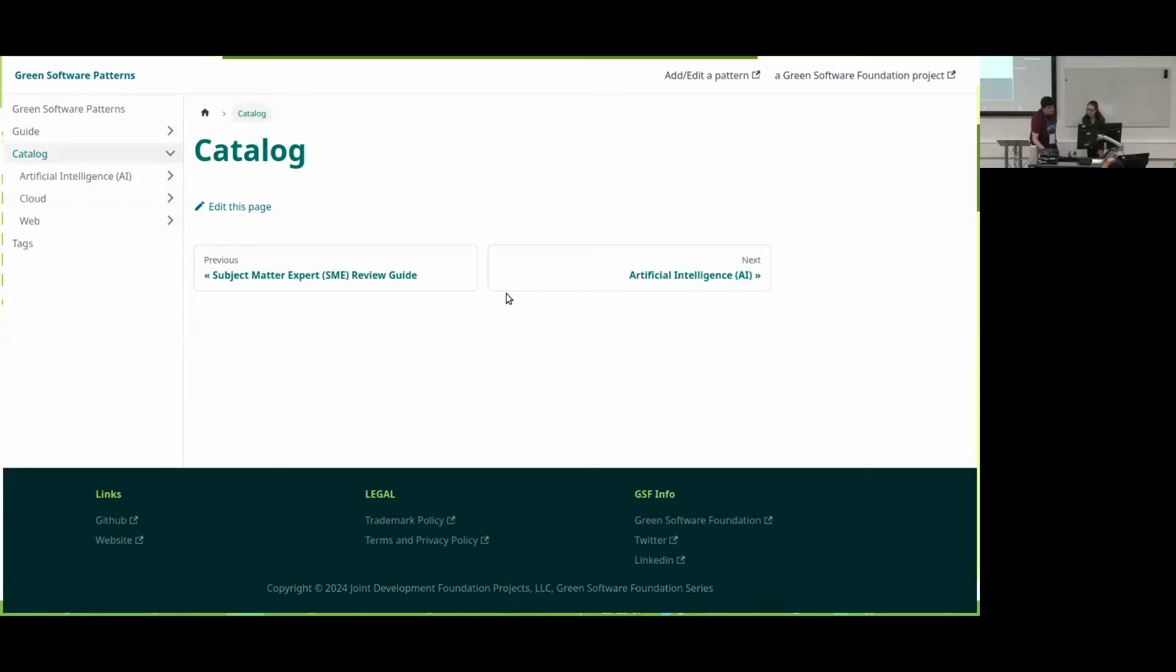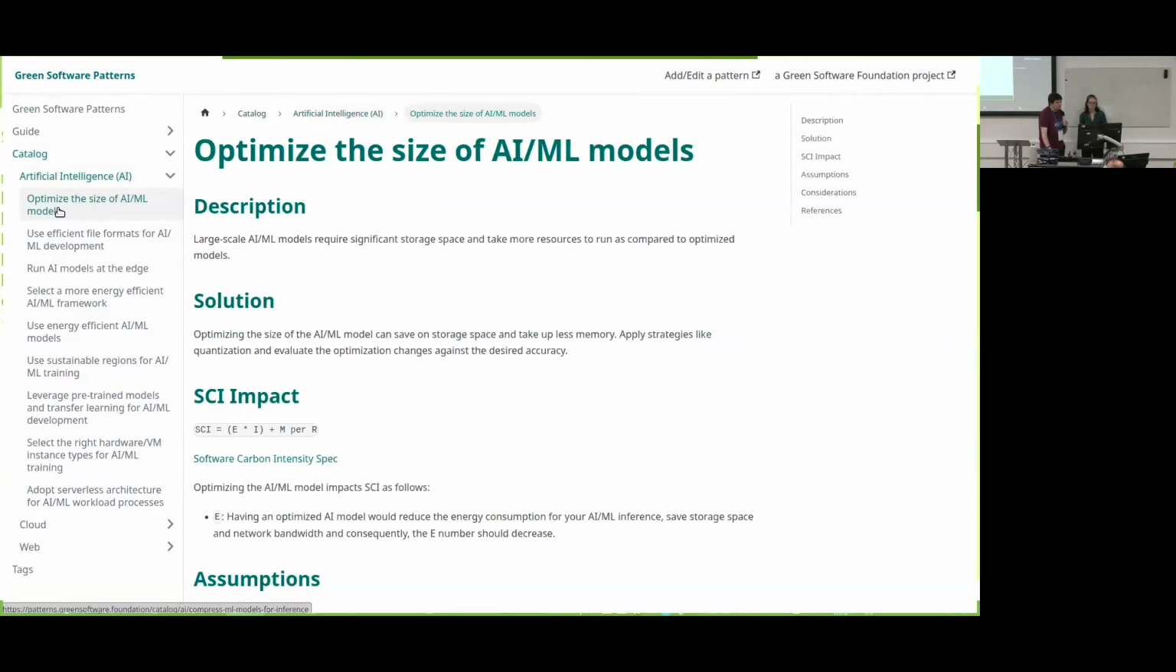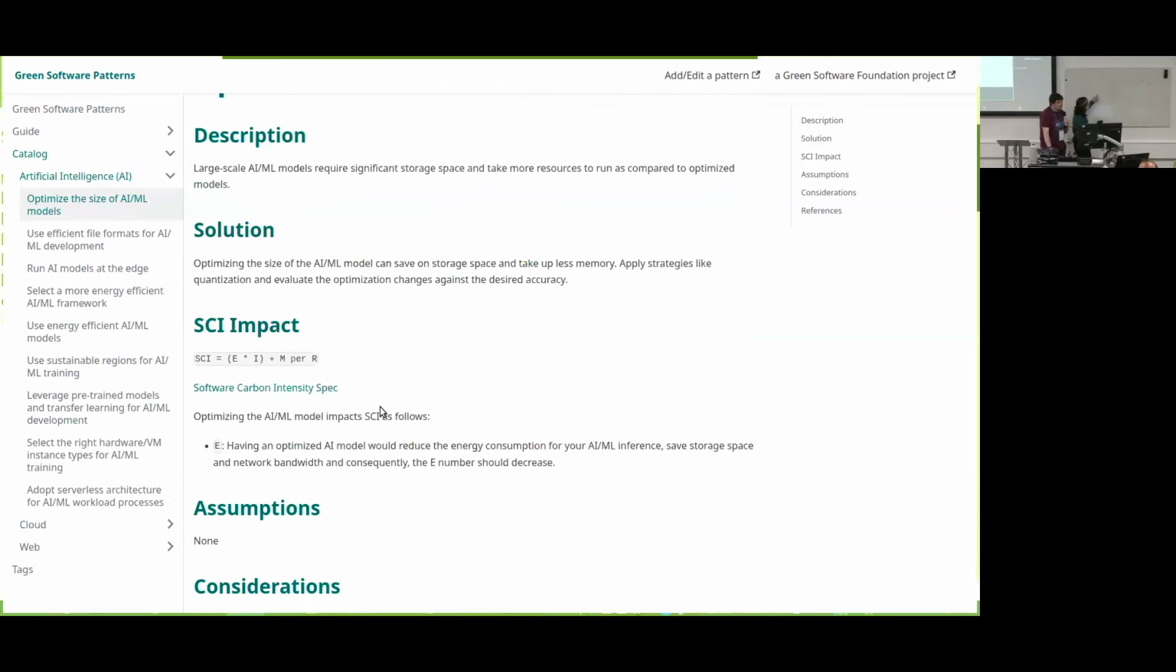Actually, that'd be good, just to highlight a few examples. So there's the 3 topics on the side: AI, cloud, and web. This is one example. Each of these down the side is a different design pattern. So we've got a few possible design patterns that they recommend for AI. So for instance, optimizing the size of your model. Basically, don't use models bigger than you expect. And for each of these, they have done some work around using the SCI score. But most of these, I think, are really quite self-explanatory. They basically all say, don't use more resources than you have to.